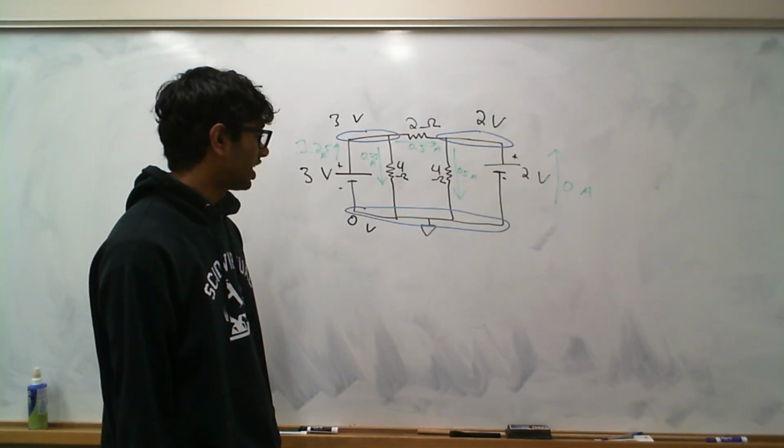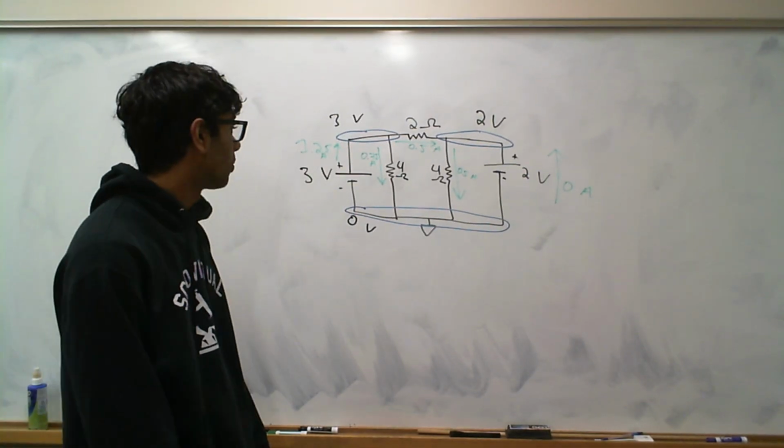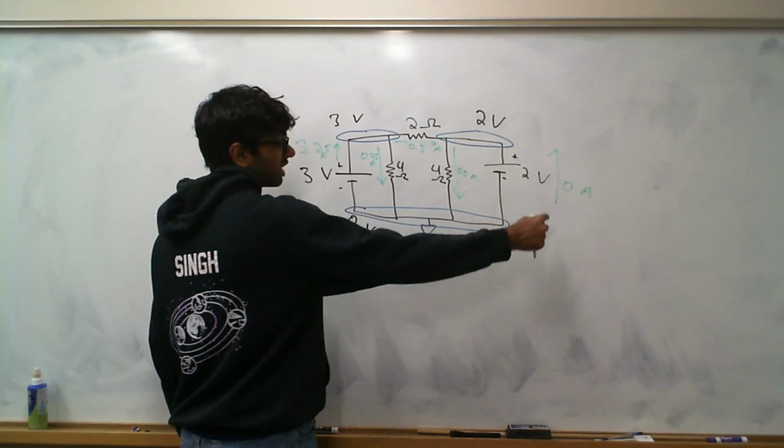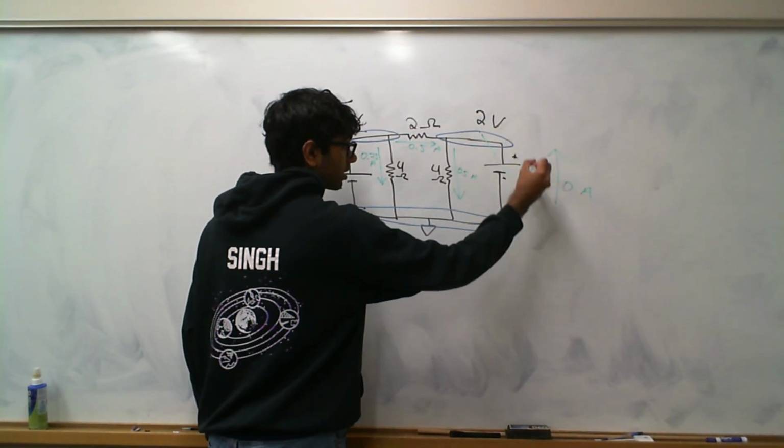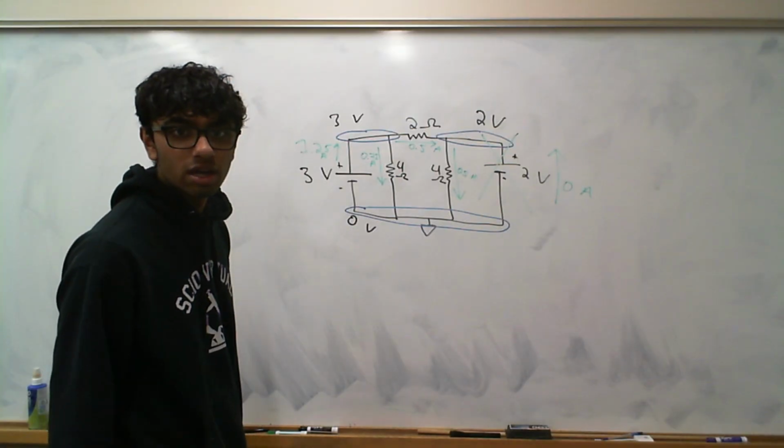So now we have all the currents. We can easily find the power dissipated by the circuit. This guy gives 0 watts, so this guy you can completely ignore. But you can't really see that.